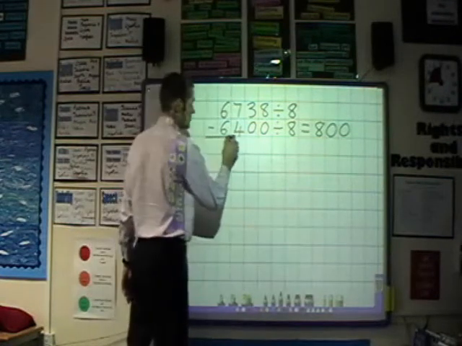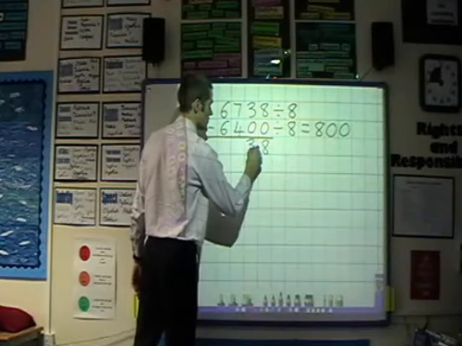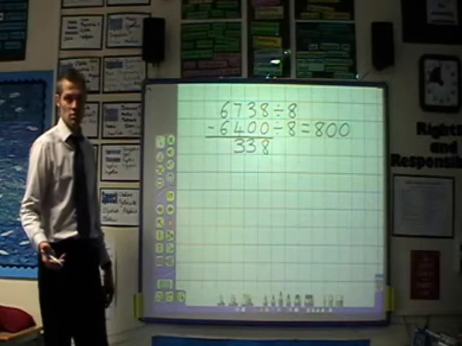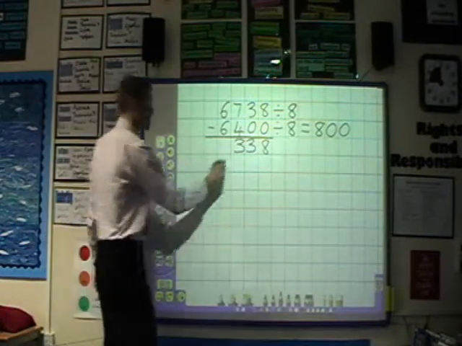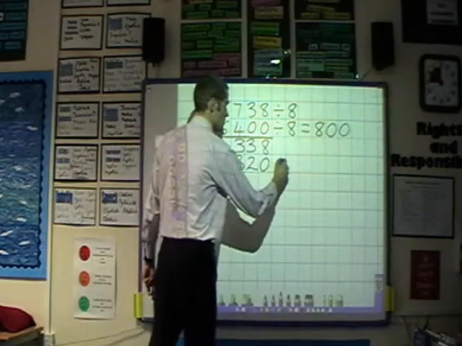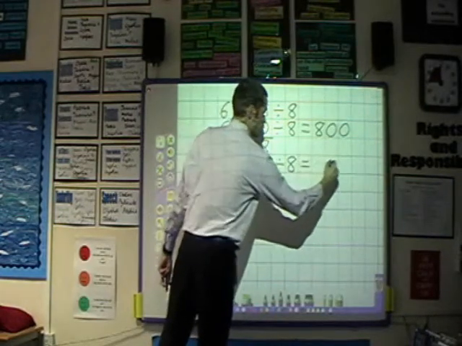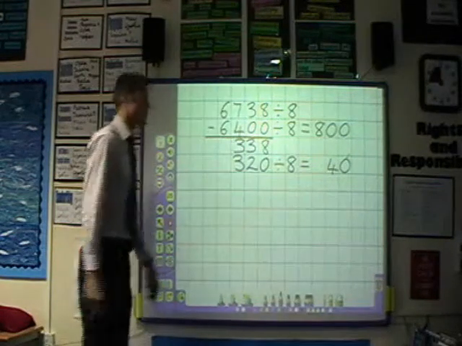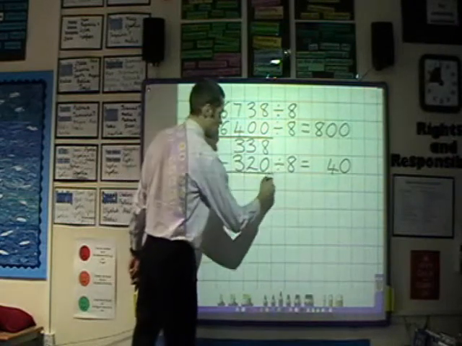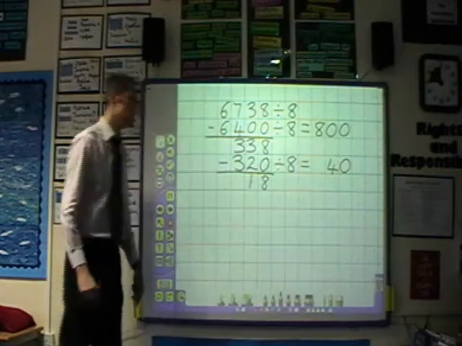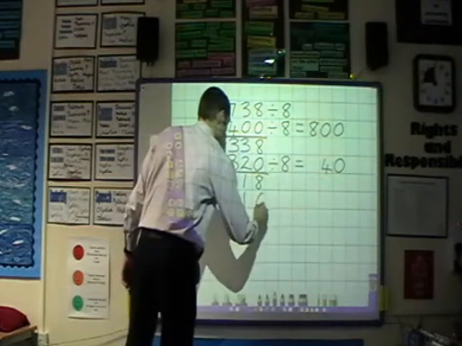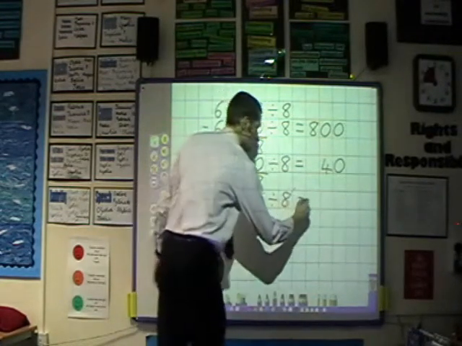That then leaves 338. Using their knowledge of the 8 times table, the most obvious chunk to use now will be 320, because 4 8s are 32. So 320 divided by 8 is 40. That then leaves 18. 18 is not in the 8 times table, but 16 is. So 16 divided by 8 is 2.